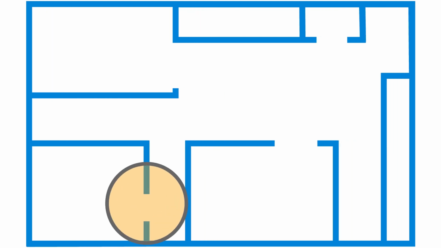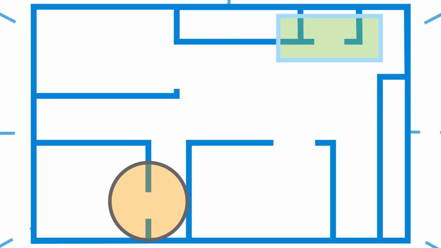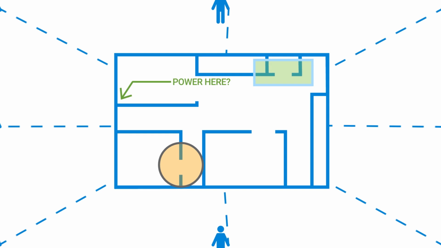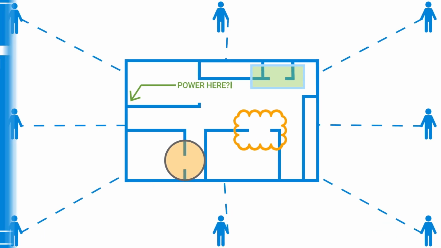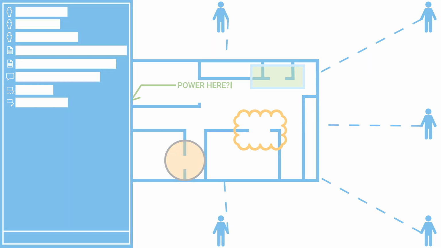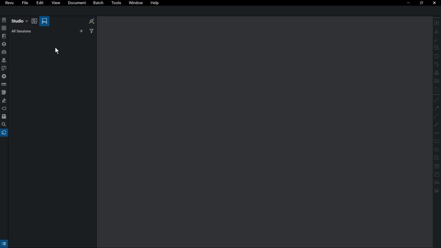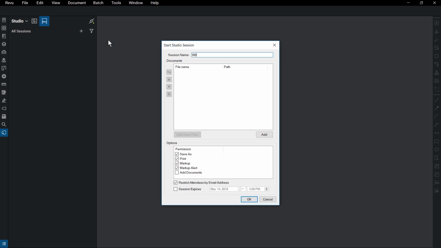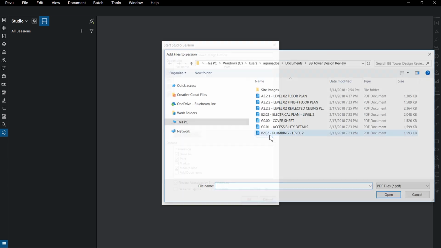Studio Sessions is a platform that allows for project partners to collaborate and edit documents at the same time, while maintaining a complete record of the changes made. To create a new session, log in and click the session icon. Click the Add button and select New Session. Name the session and add the files that you'll be working with in the session.